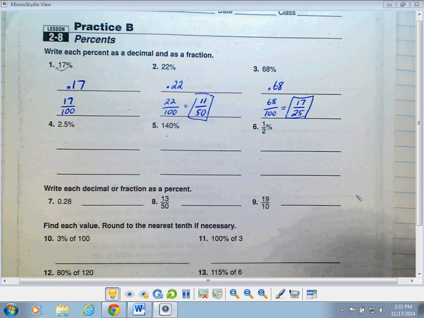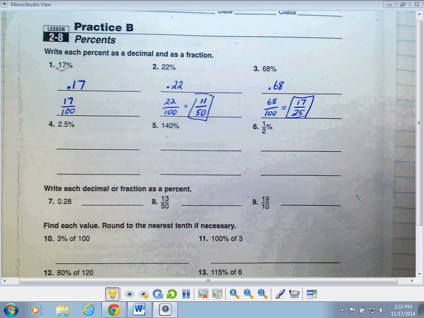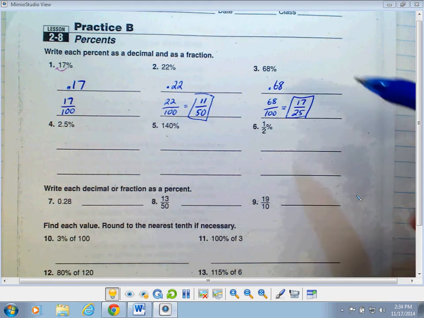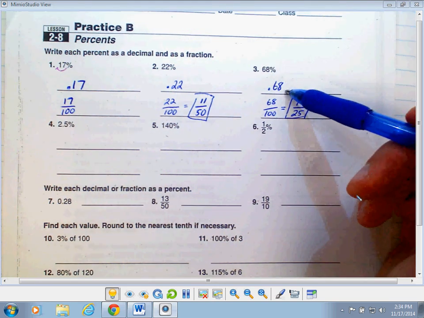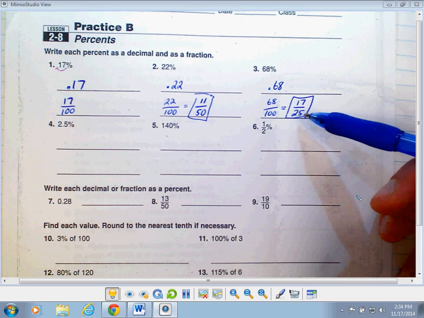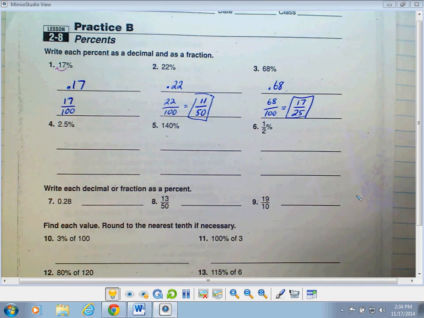You can always use your calculator to reduce fractions. At this point, it's not such a big deal, as much as it is understanding how to write a percent as a fraction. So saying 68% is the same thing as 0.68 or as 17 over 25.